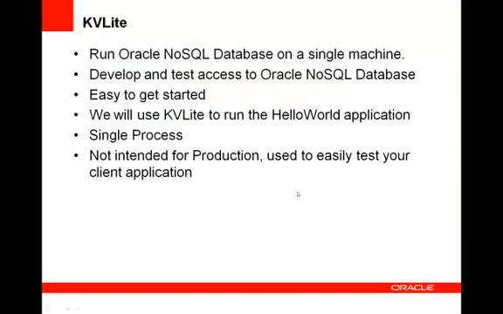We now have our client application configured in Eclipse and ready to run against an instance of Oracle NoSQL Database server. We are going to run on a special version of Oracle NoSQL Database named KV Lite. KV Lite is used to develop and test access to Oracle NoSQL databases. It's single process and not intended for production. It's a great way to learn the API and also to test your functional code on a single computer.